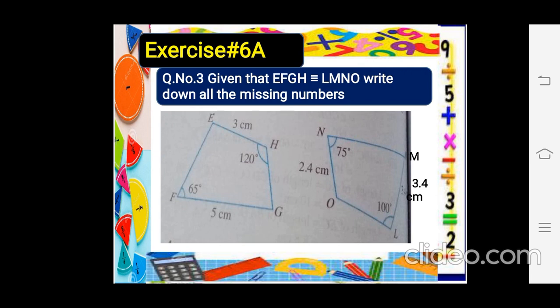Side MN is congruent to FG. The length of FG is 5 centimeter. Angle LMN is congruent to angle EFG, and the angle at point F is 65 degrees. Angle NOL is congruent to angle GHE, and the angle at point H is 120 degrees.